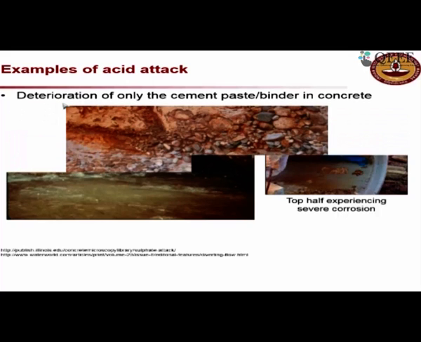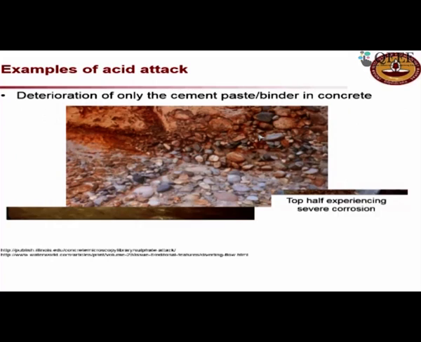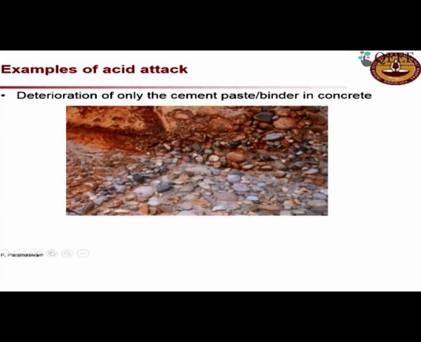Now, this is another example picture which shows that only the cement paste is being attacked. Aggregates are in good shape, but cement paste is basically the binder. So, there is no binder available. That means this concrete is in very bad shape. So, you basically do not have concrete. What you see is basically the aggregate. The cement paste near the surface of the concrete is completely degraded and washed off.